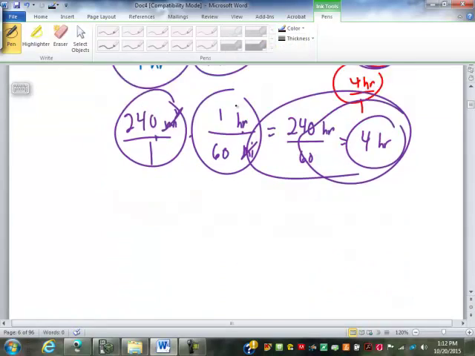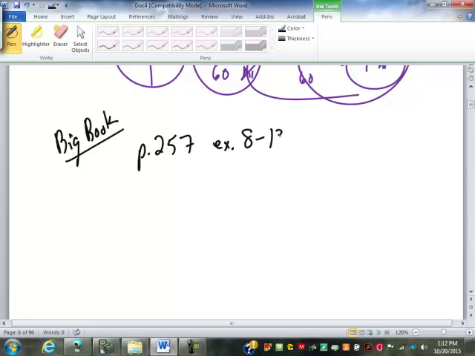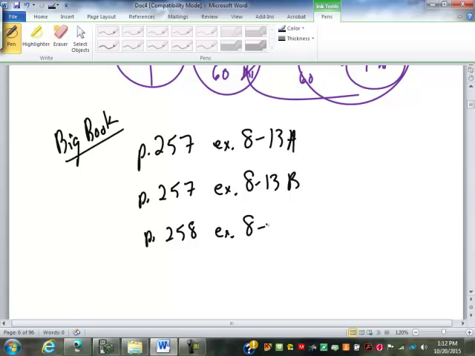Okay, I am going to give you guys some problems to do out of the big book, and then I'm going to give you a packet to work on. In the big book, it's page 257, exercise 8-13A. Then on page 257, also exercise 8-13B. And then on page 258, exercise 8-14. And then I'm going to hand out a packet for you. In this packet, it'll be pages 91 through 93.